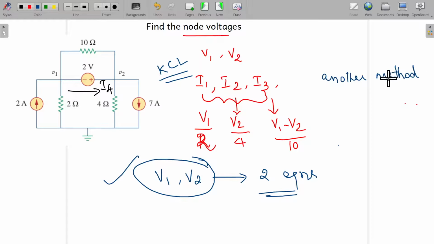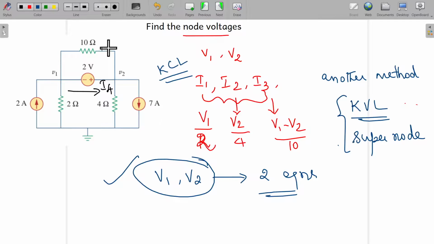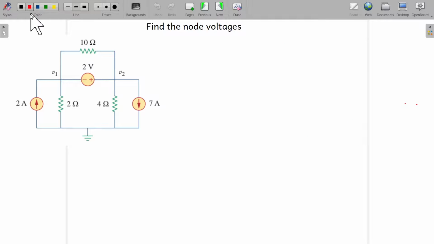So what is that another method? We have to apply Kirchhoff's voltage law, right? And we mark this as a supernode. So we form the supernode here. Understood? This kind of problem is somewhat different from ordinary nodal analysis. Whenever you come across a voltage source placed in between two non-reference nodes, then we form a supernode, and this analysis becomes supernode analysis.